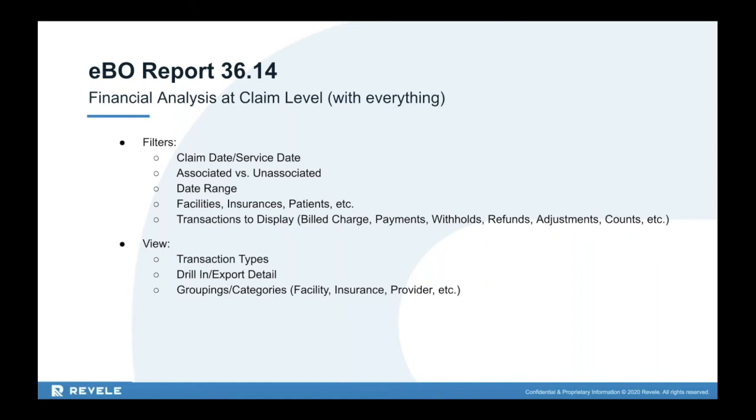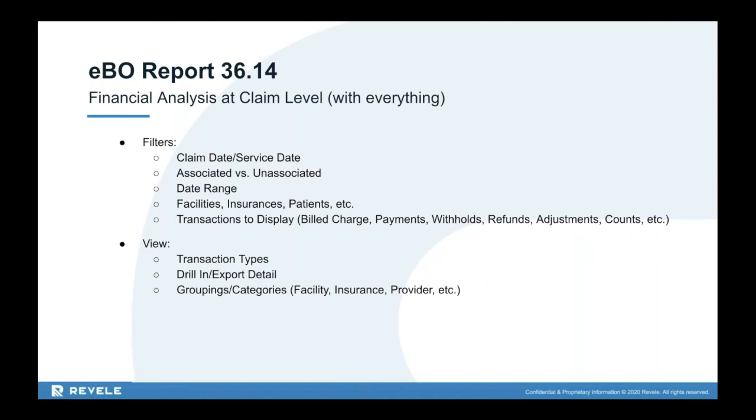But if I'm wanting to look at really all payments and adjustments for a particular date range, I'm still going to say claim date and pick August 1st to August 31st, but then I'm going to say unassociated, because that's going to show me transactions for claims with dates within that range, but then also other transactions that came in. So you might have to let that settle a bit. I can also answer questions later on that.